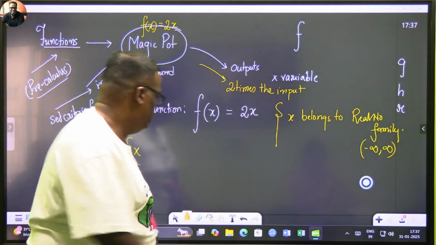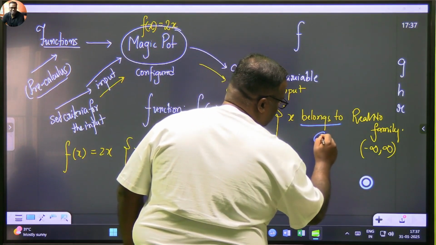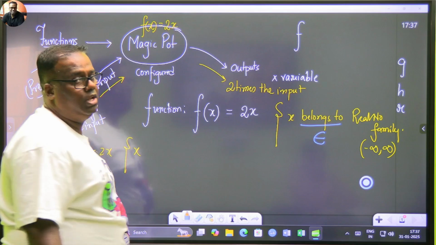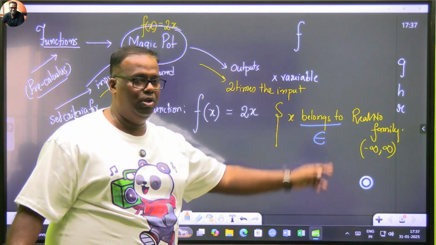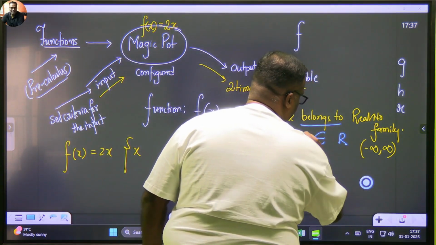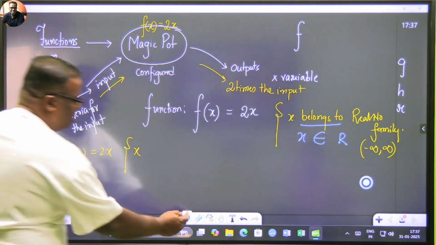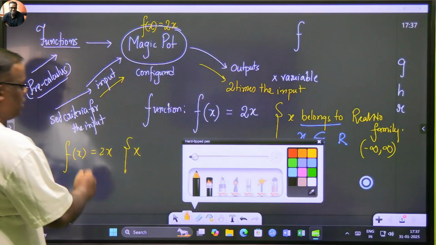Belongs to. We won't be writing so much language. Belongs to is replaced by this Greek letter epsilon, ∈, like this. Real number family, we won't write so much, we'll just write R. x belongs to R means x belongs to the real number family. Now out here I say that I have a function f of x equal to 2x.